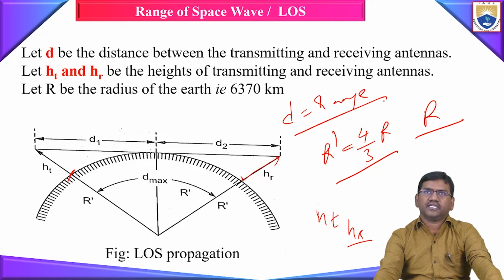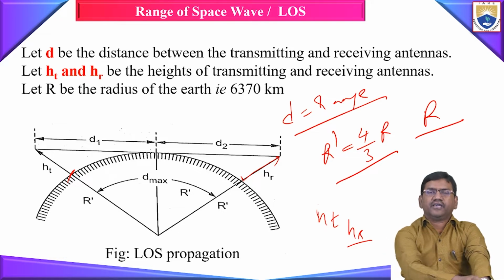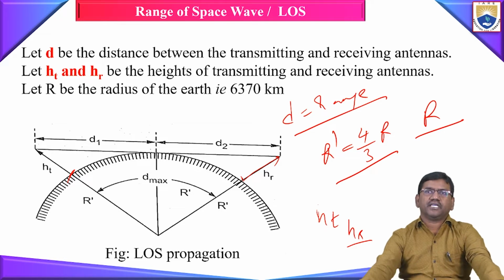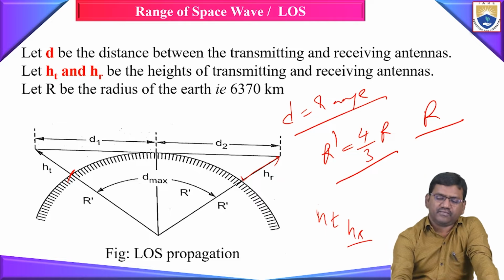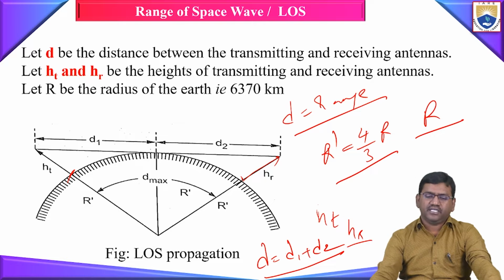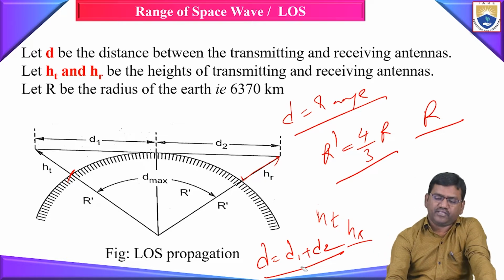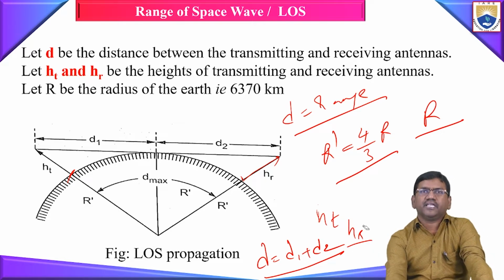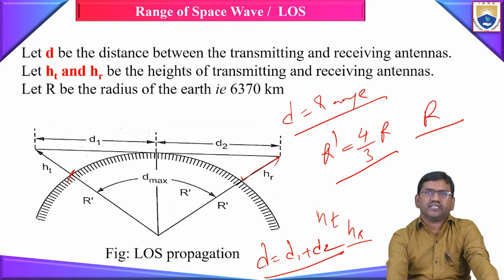So d is nothing but the range of a ray path which is traveling from the transmitting antenna to the receiving antenna. From the figure you can say here d is equal to d1 plus d2. The total distance traveled by a ray is given by d1 plus d2. Now let us simplify the value of d by calculating the values of d1 and d2 separately.